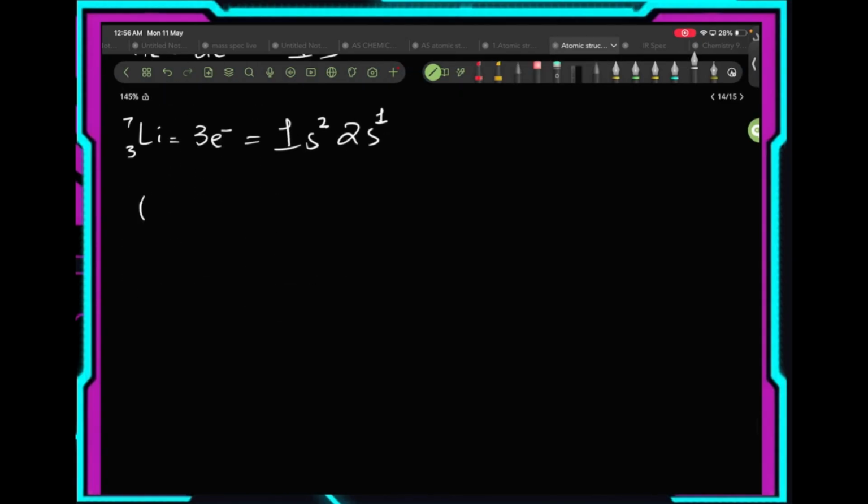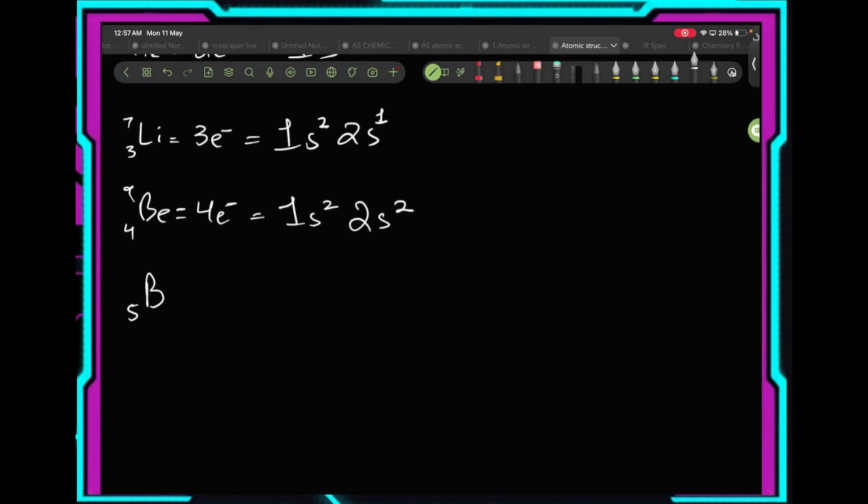Now you move on to beryllium, Be 4 9. So it has 4 electrons. How would you write the electronic configuration? That would be 1s2. Then you move on to 2s. Can 2s take both the remaining electrons? It can. Right?